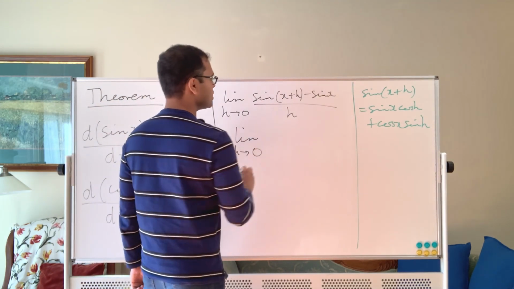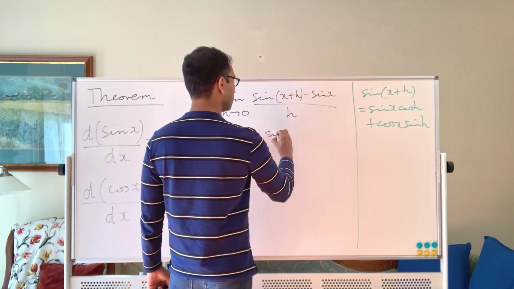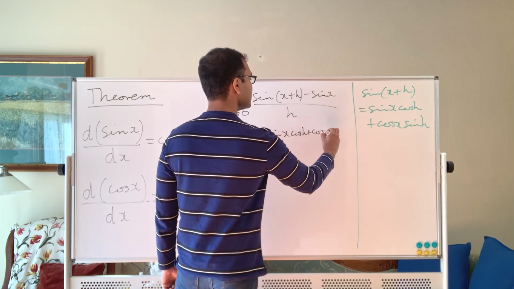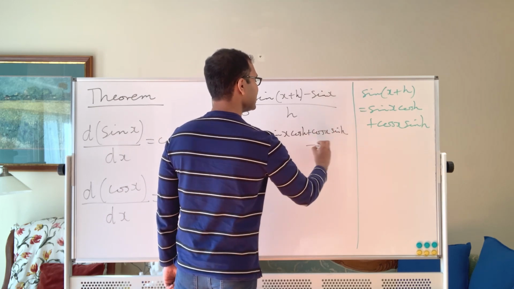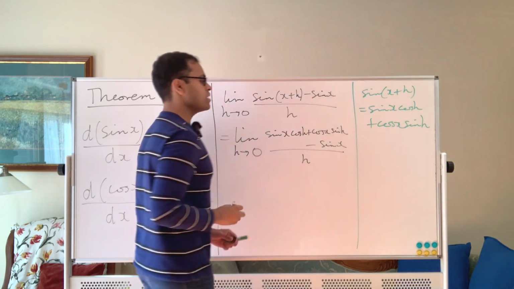So let's first try to simplify this the following way. For sine of x plus h, we can apply what we saw on the right side of the board. It's sine x cosine h plus cosine x sine h minus sine x divided by h. Okay, so that's what we get.